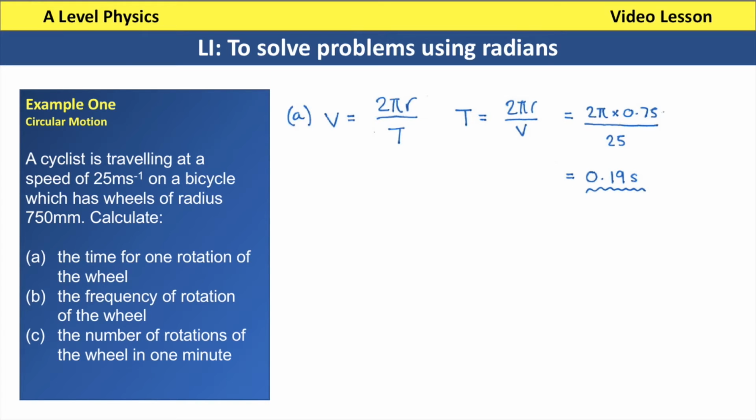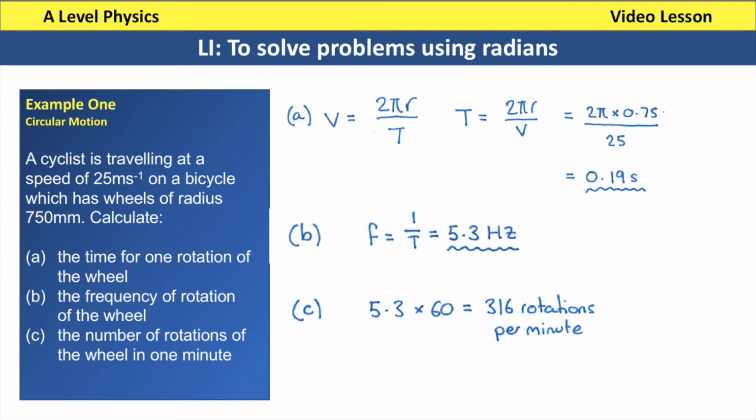We now want to work out the frequency of rotation of the wheel. The frequency is 1 divided by the time period, and so that will be 1 divided by 0.19, which gives 5.3 hertz. Please don't forget to include hertz on your answer line. Then part C, we want to work out the number of rotations of the wheel in 1 minute. So I know that the frequency is 5.3 hertz, so it goes around 5.3 times per second. And so if it's going around 5.3 times per second, I can multiply that by 60 to find out how many times it goes round per minute, and it does 316 rotations per minute.